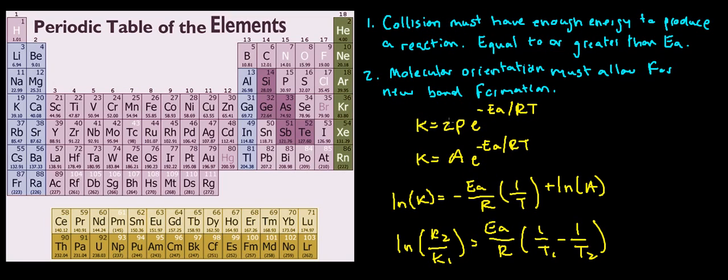So the collision frequency: how often do these things collide? And p, the steric factor: how often are those collisions of the correct molecular orientation so that a bond is going to form? These two factors were simplified into a single constant called A, which is just called the frequency factor. And this is Arrhenius' equation.